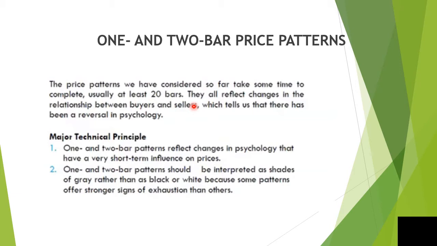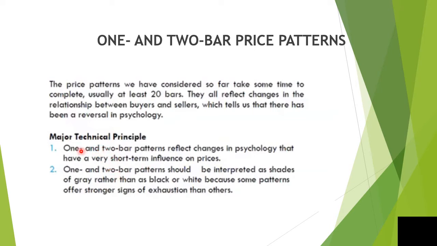By using 1 and 2 bar price patterns, it is expected that you may take a shorter period of time to get the pattern, and then you may decide to buy or to sell within a short period of time. They all reflect changes in the relationship between buyers and sellers, which tells us that there has been a reversal in psychology. In this 1 and 2 bar price patterns, we have 2 major technical principles.